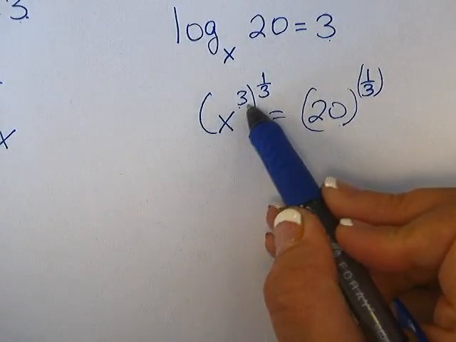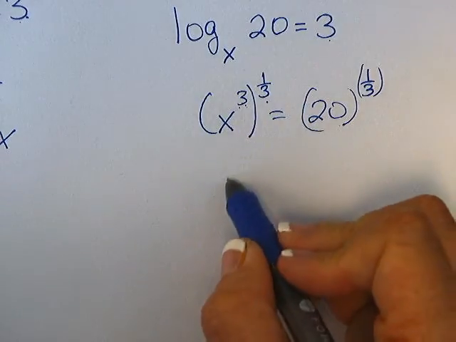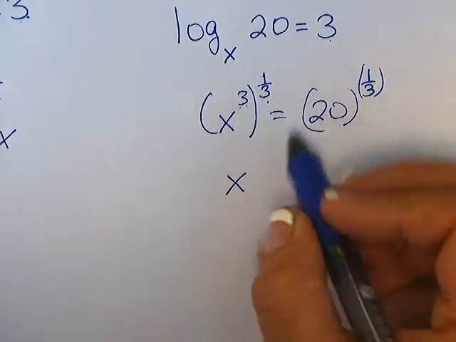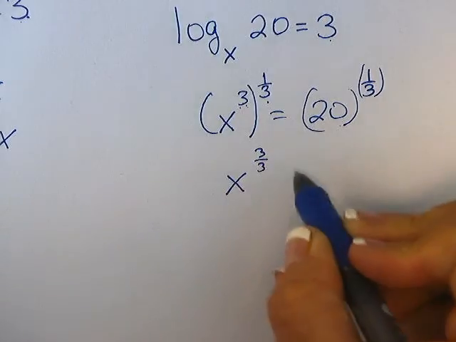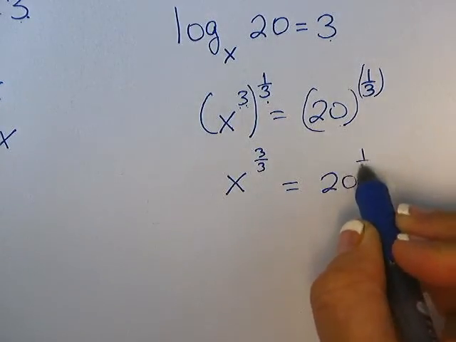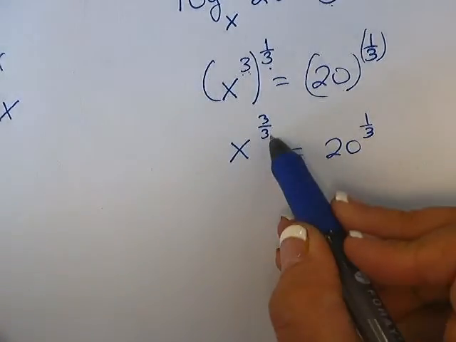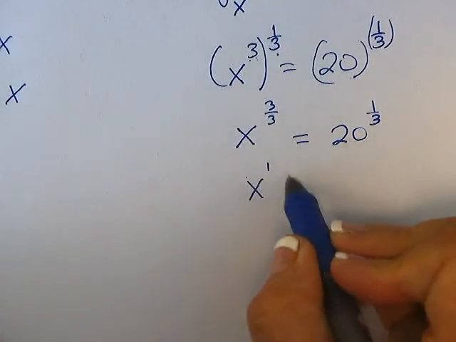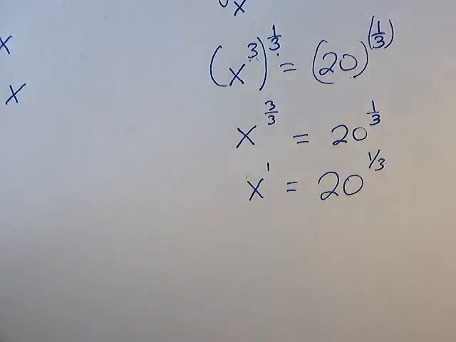When you have an exponent raised to an exponent, you multiply those exponents. So on the left side, I'm going to get x to the 3 times 1/3. And 3 times 1/3 is 3 over 3. On the right side, we still have 20 to the 1/3 power. Now 3 over 3 we all know is 1. So x to the first power is equal to 20 to the 1/3.